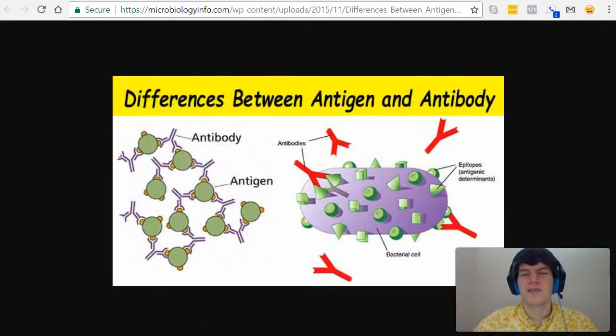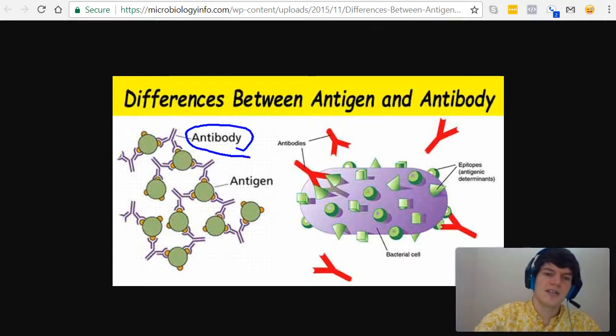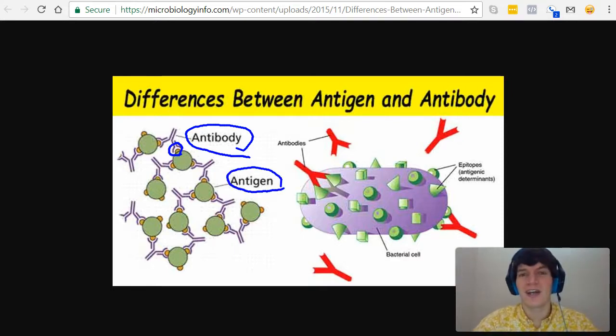Many students get confused between antigens and antibodies. Antibodies are molecules originating from your immune system that recognize invaders. Specifically, they recognize certain parts of proteins. For instance, antibodies here are recognizing this yellow part of these proteins called antigens. So antibodies recognize antigens. A way you can remember this is by thinking that antibodies originate from your body.